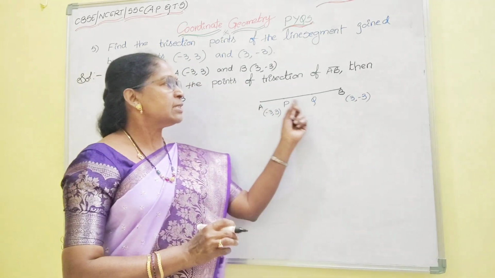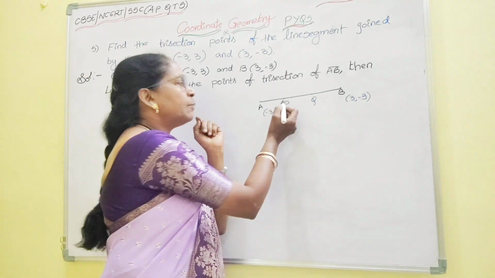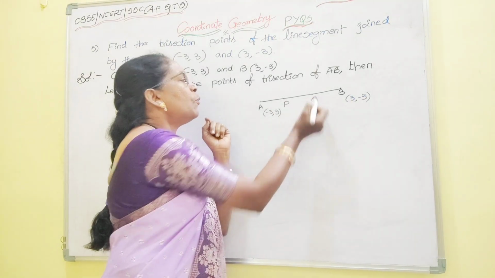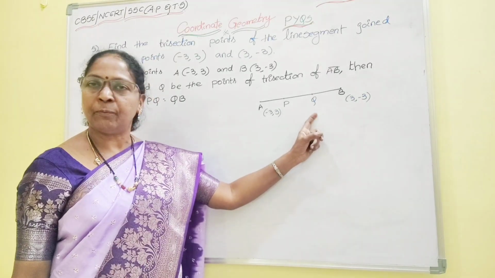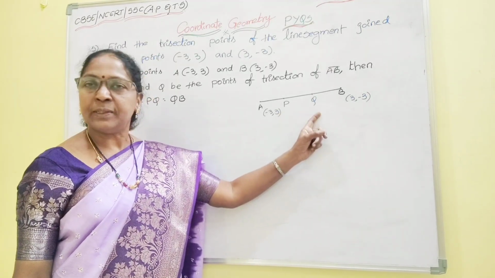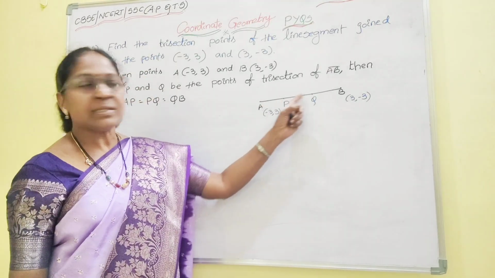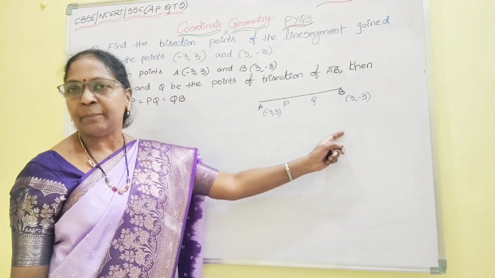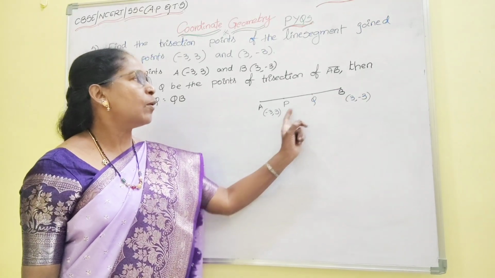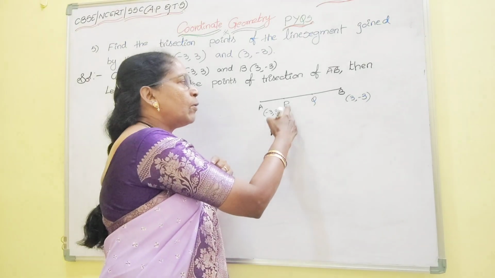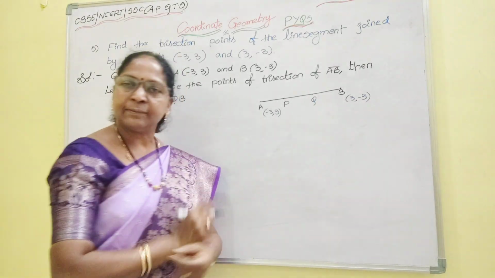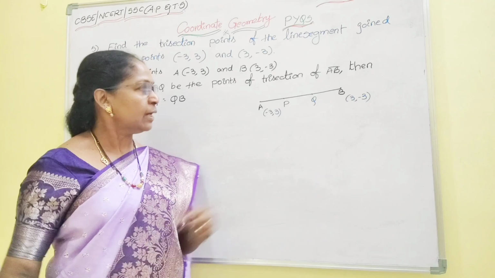Trisection points: whenever a segment is divided into 3 parts, you have to mark 2 points. Assume those two are P and Q. Let P and Q be the points that are the trisection points of line segment AB. When these 2 points are marked on the line segment, AP equals PQ equals QB. These 3 parts are equal.